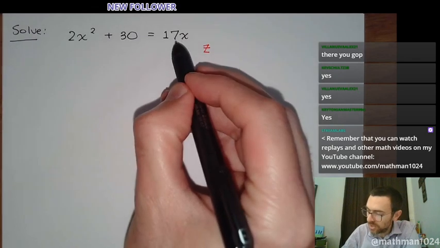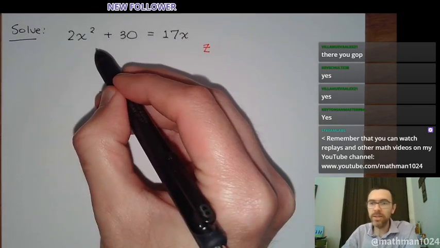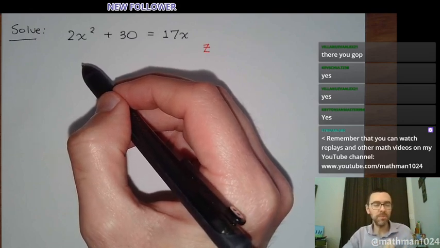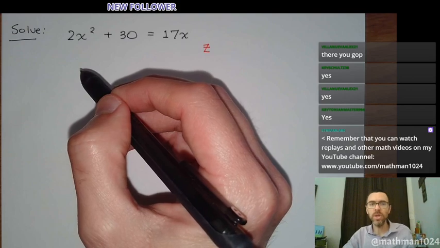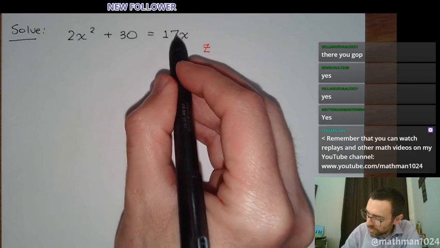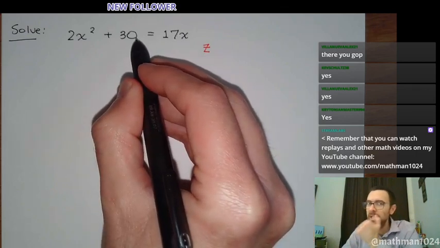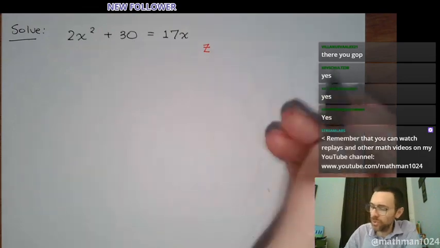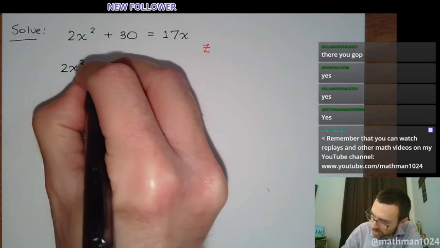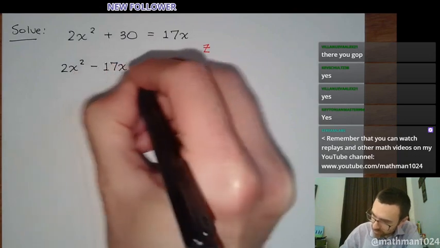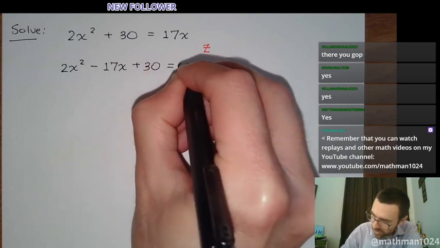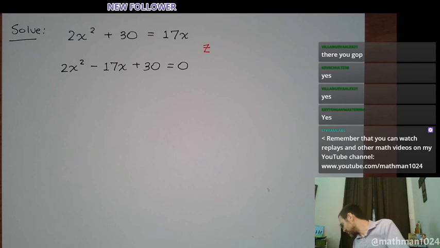So that means I need to move the 17x from the right side over to the left side by subtracting it. Now when I do that, I want to make sure that I put my terms in the best order for us, which is descending order. So you start with the highest degree, the x squared, and you work your way down to the constant. If I move the 17x over and put it at the back side, that's not going to work out well for us because it's not the order that we like. Instead, we're going to write this as 2x squared minus 17x plus 30 is equal to 0.